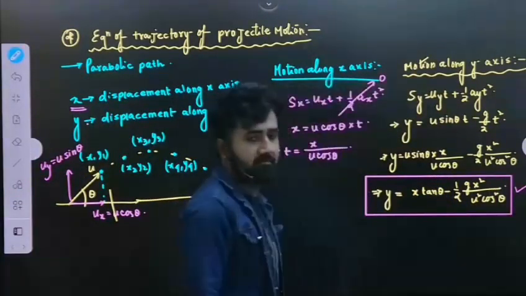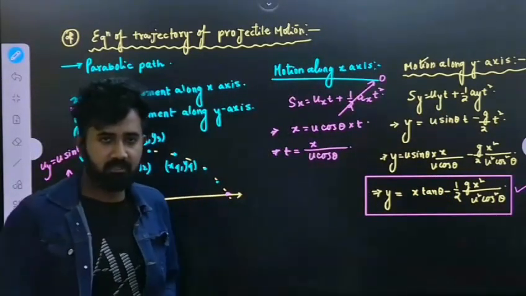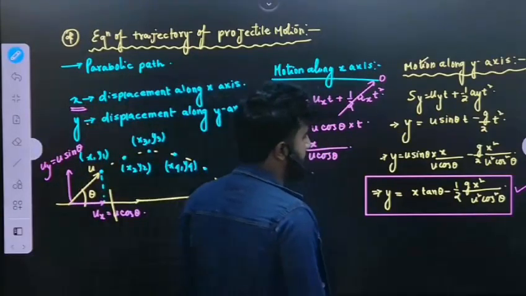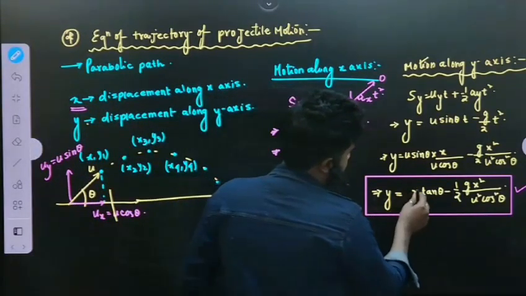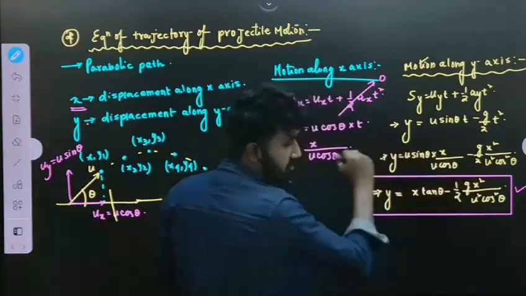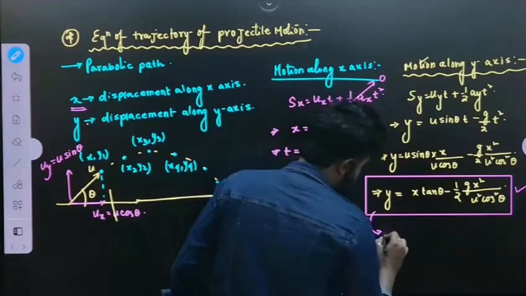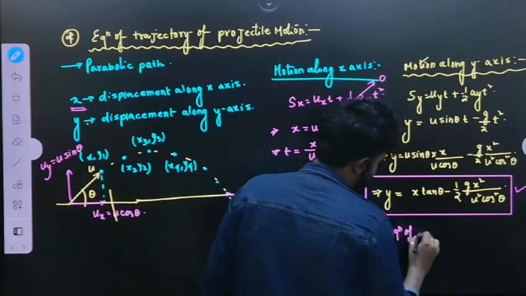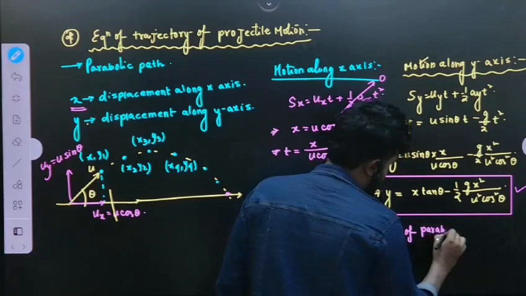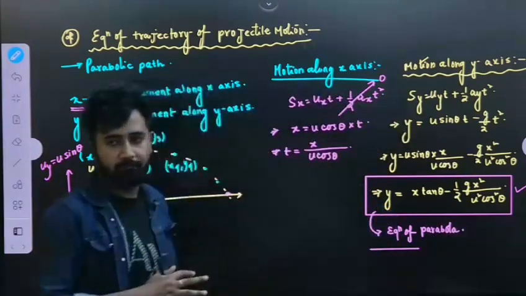Is it clear, everyone? Now see, its equation is in what format? Y equals x minus ax square, where a is suppose any constant. It means it's an equation of a parabola. The path is parabolic.